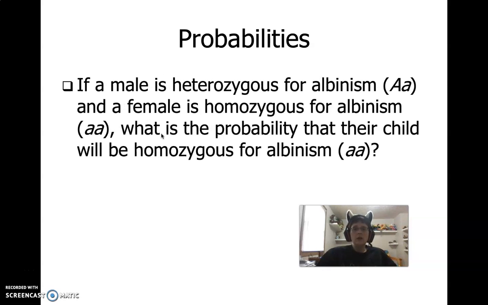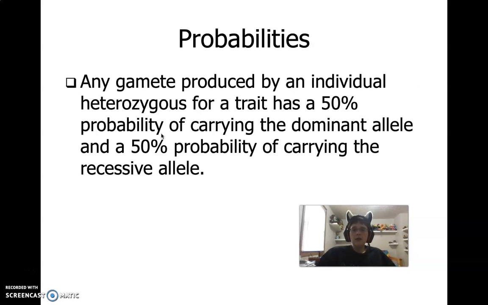Okay? So knowing that heterozygous individuals have 50% probability for the dominant and 50% probability for the recessive, think about it for a second. If you're homozygous dominant, what's your probability of carrying the dominant allele?